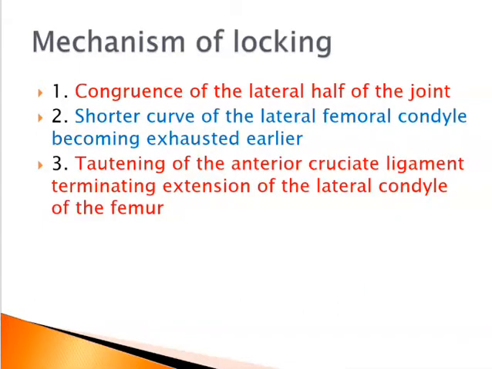Coming to mechanism of locking, it is said there is congruency in the lateral half of joint. Then there is shorter curve of the lateral femoral condyle which becomes exhausted earlier, and there is early tightening of the anterior cruciate ligament, thus terminating the extension of the lateral condyle of the femur. So these three are involved in the mechanism of locking.